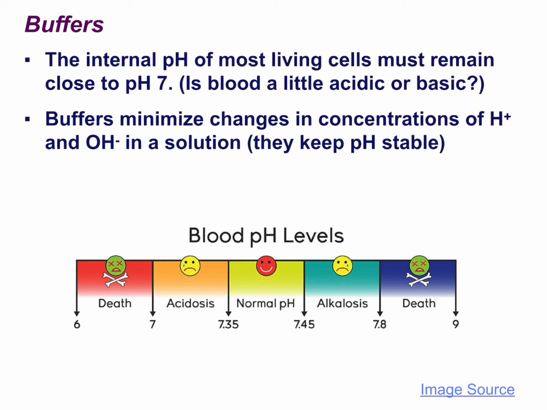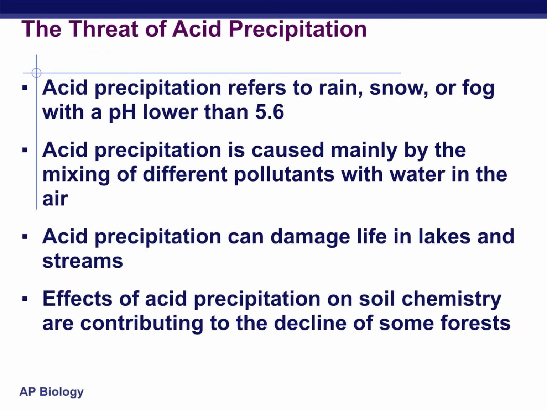And so something that helps to keep this in check are these things called buffers. And so buffers, they just minimize those changes of H plus and OH ions, and they keep pH stable. And so buffers are really important in biology, so that our bodily functions aren't inhibited by an out of whack pH.